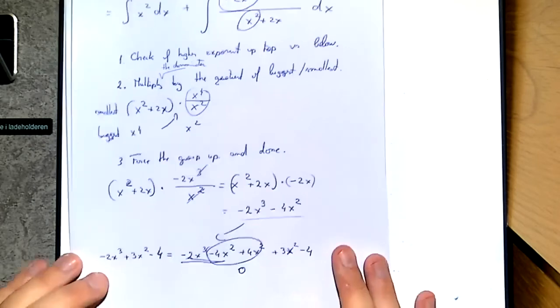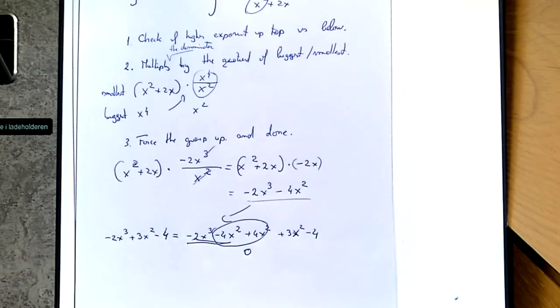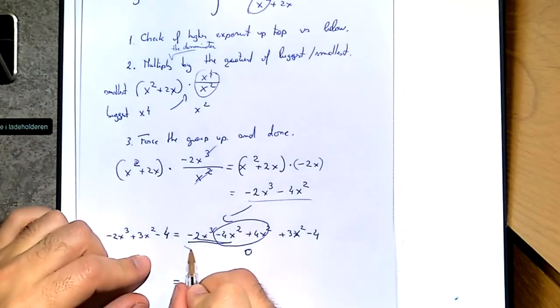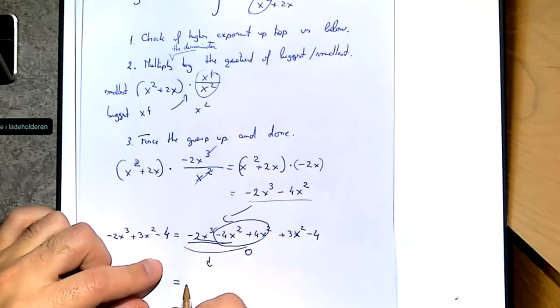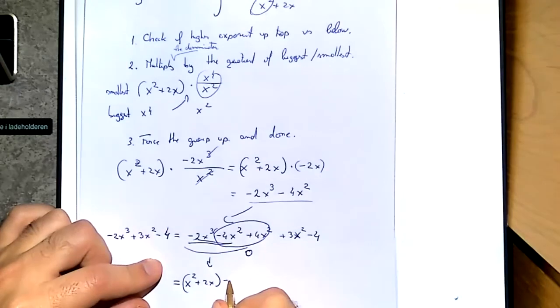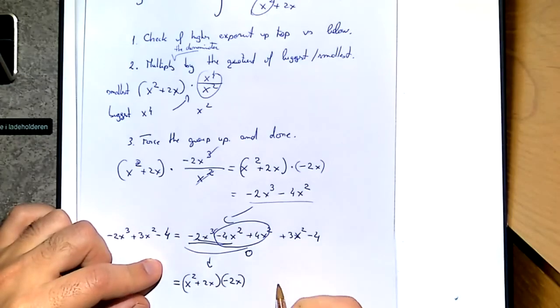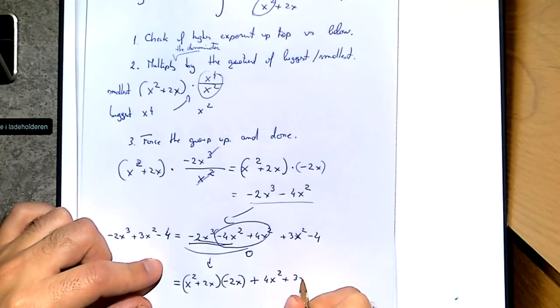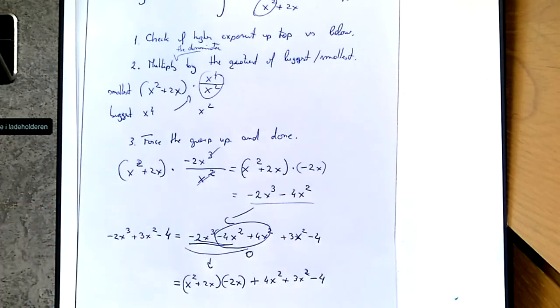Again, why is it good that I did? Well, I can group up stuff and I group this thing up. I know this is equal to x squared plus 2x multiplied by minus 2x plus 4x squared plus 3x squared minus 4. Everyone follow me on that?